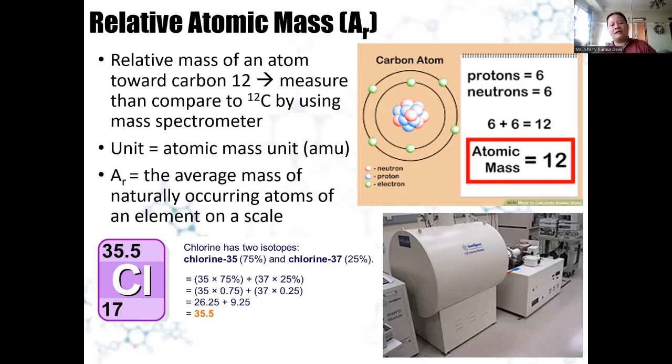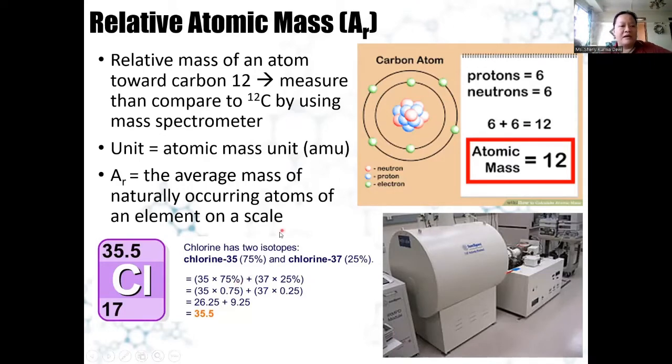There is a relative abundance of chlorine-35 of around 75% present on the earth, while chlorine-37, which has 17 protons and 20 neutrons, is around 25%. So we can calculate it like this, and we will have the amount here. Therefore, the Ar of Cl, chlorine, is 35.5.